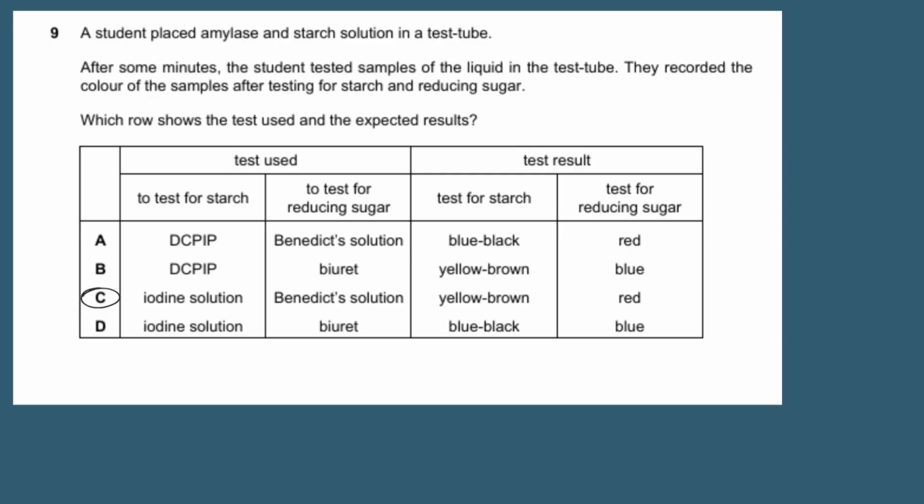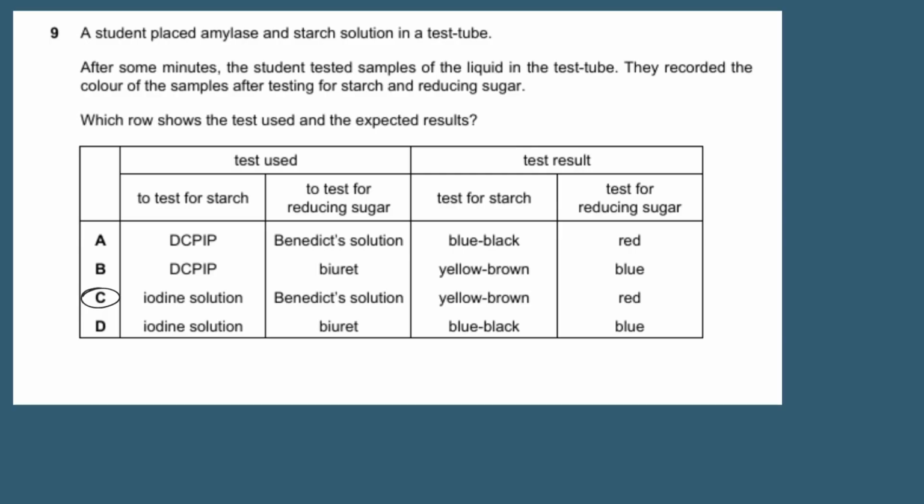Then reducing sugar. To identify reducing sugar, we are using Benedict solution. Benedict solution is blue color. If reducing sugar is present, the solution converts into orange. After that, green. Then at the end of the test, the color converts into red.